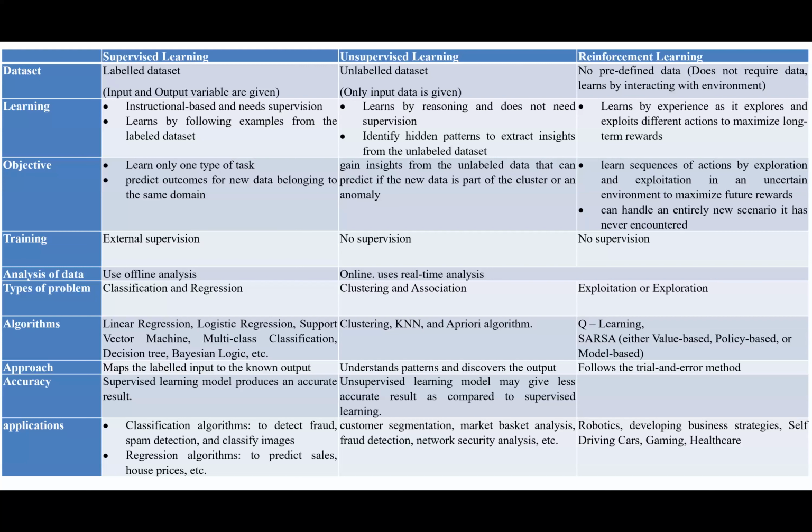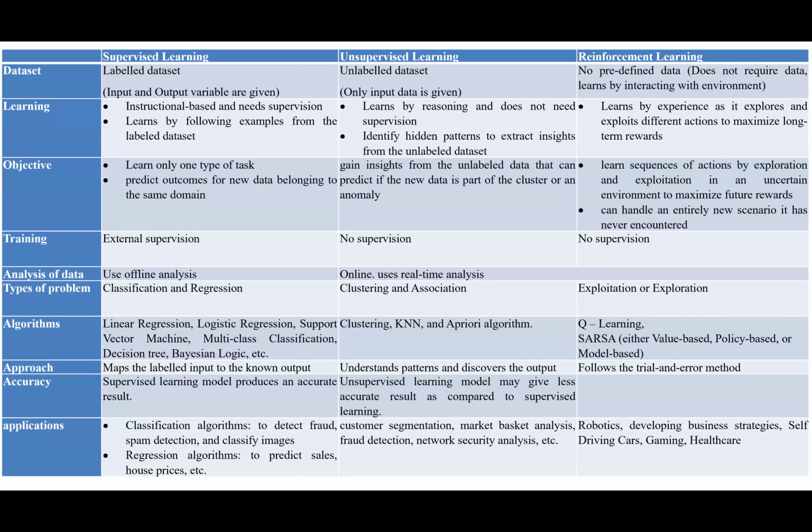Okay. In unsupervised learning, the machine learns by reasoning and does not need supervision because no labels are there. So no supervision. It learns by reasoning. It has to figure out what is there in the image. It identifies hidden patterns to extract insights from the unlabeled data set. So many things you learn on your own in your life, right? Some things are taught to you by your siblings, by your parents, by your teacher, but everything is not taught to you. Many things you learn on your own as you grow, you analyze, observe, and you learn on your own too, right?